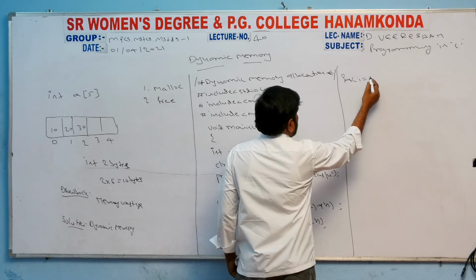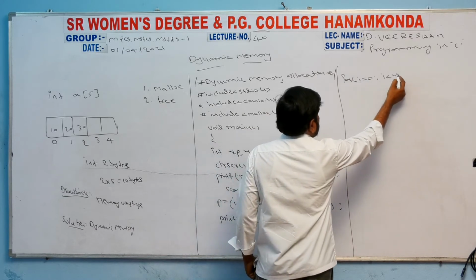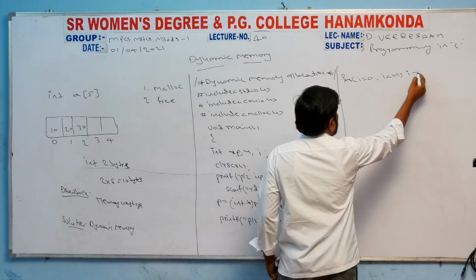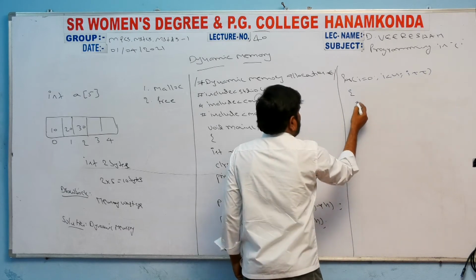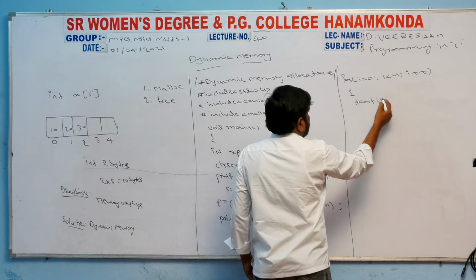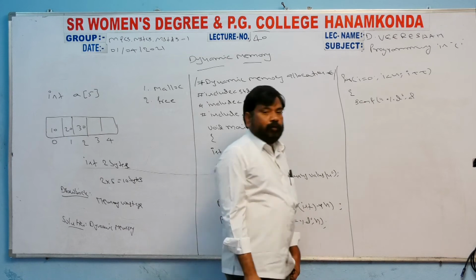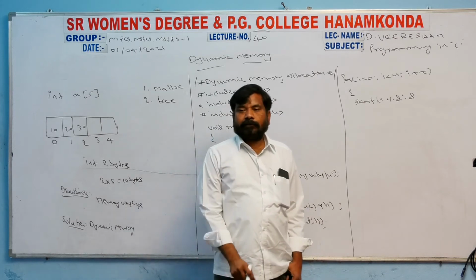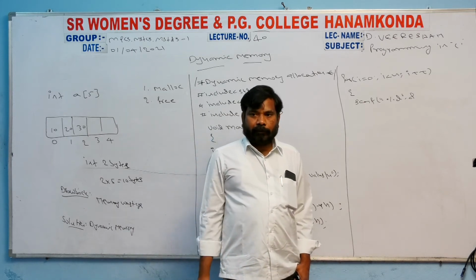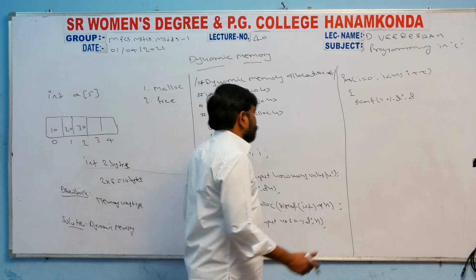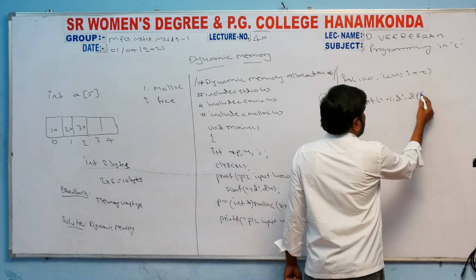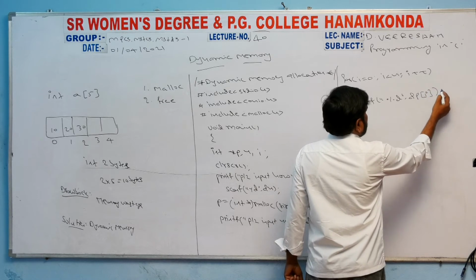For i is equal to 0, i less than n, i plus plus. In this you have to take scanf percentage d, ampersand. For which thing does it have to be inputted now? What is the array variable here? There is nothing but the pointer variable now, this p. So you have to take p of i.